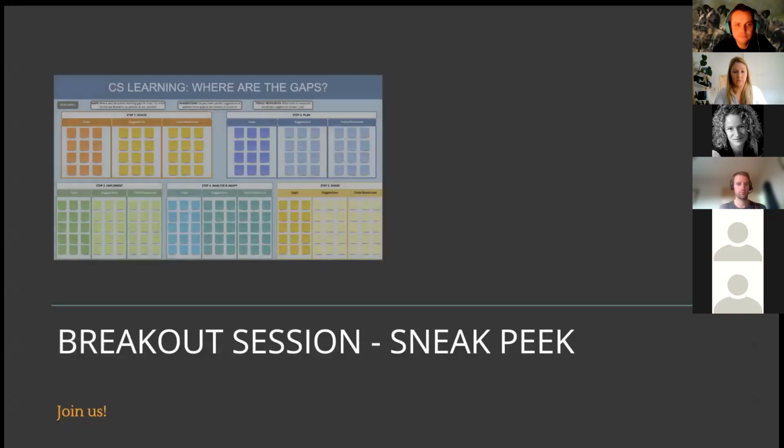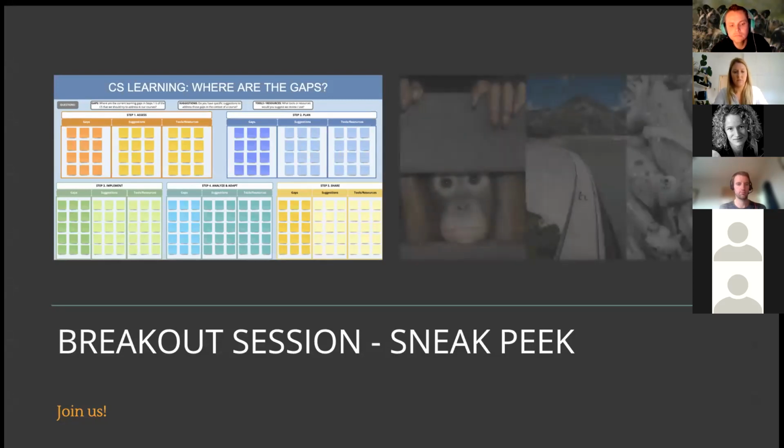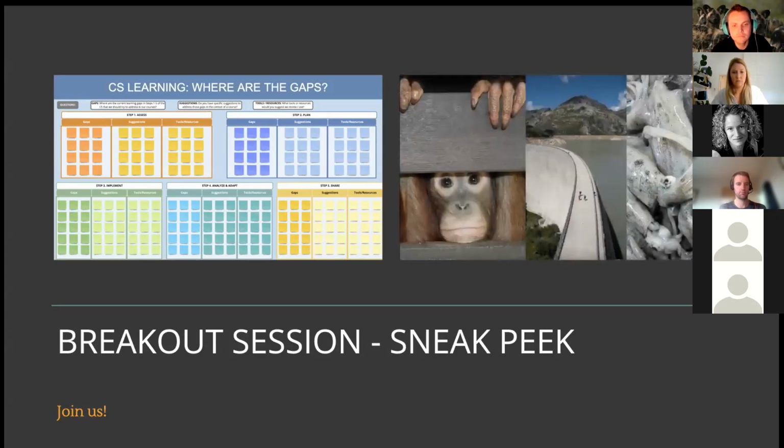In our breakout session, we are going to ask you to help us identify the learning gaps. I think we're all aware of those, both as practitioners and coaches. And we'll also talk with you a little bit about these resources that we're making available. So we hope you'll join us.